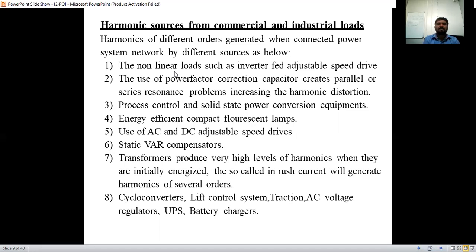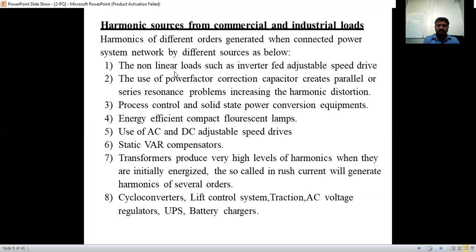Adjustable speed drives, which are fed by an inverter supply, are non-linear loads. Because of that, harmonics may be produced there too. Then there is the use of power factor correction. In industries, the main concern is the power factor only. The power factor matters. It is not going to be maintained exactly, but they have to maintain a near unity power factor.